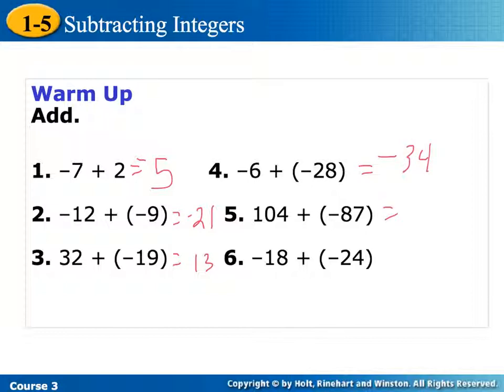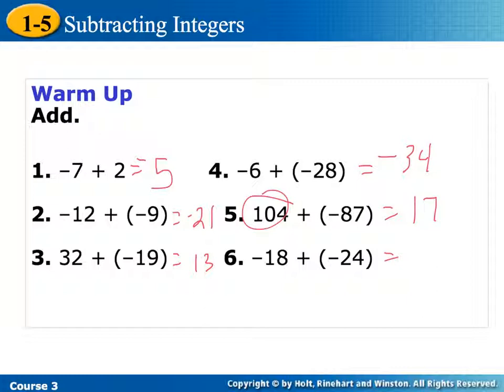Different signs, we subtract. 104 minus 87 is going to be 17. Positive and a negative, which one's farthest away from 0? The positive one of 104, which means my answer is positive 17.